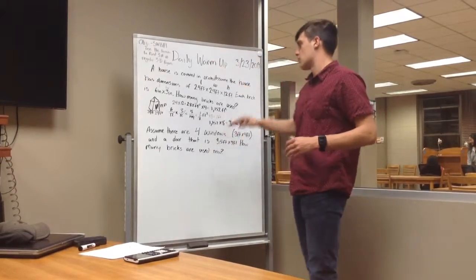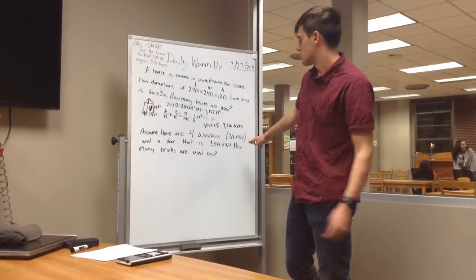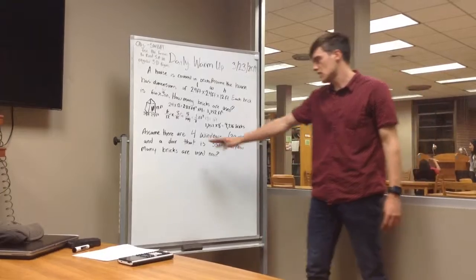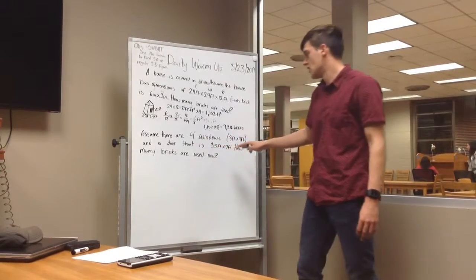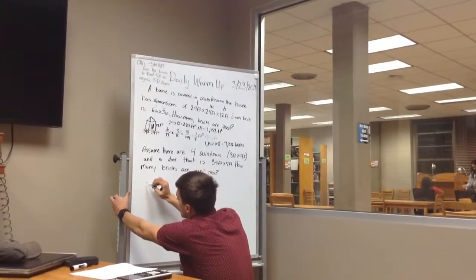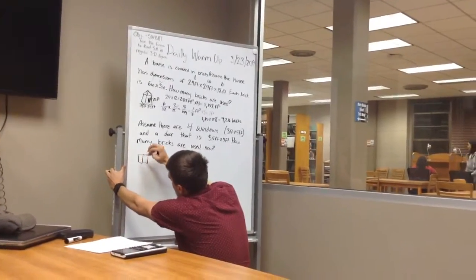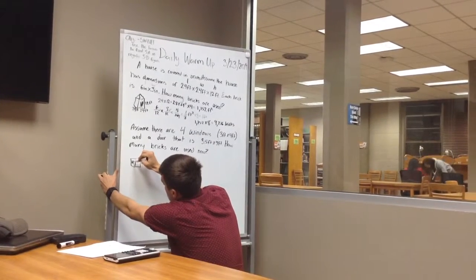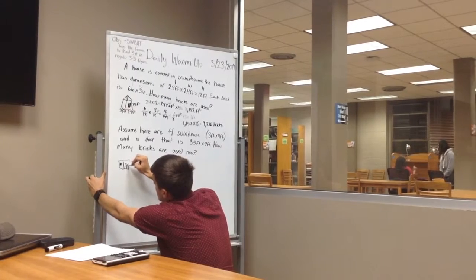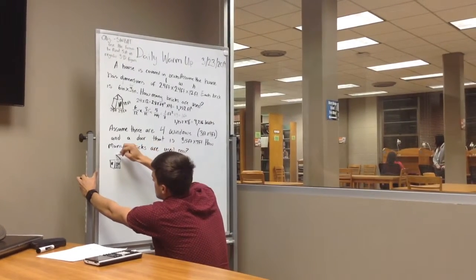Alright, so that was the first part, so now the second part of the question. Let's assume that there are 4 windows. All 4 windows are 3 by 4 feet. And a door that is 3.5 by 7 feet. Alright, so now, just like we drew earlier, we're going to draw our house. But we're going to add little windows, right? And we're going to add a door. This one only has 1 door because that's what it says in the problem, correct?